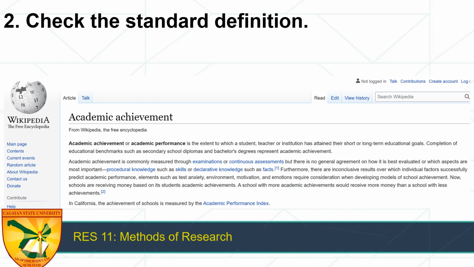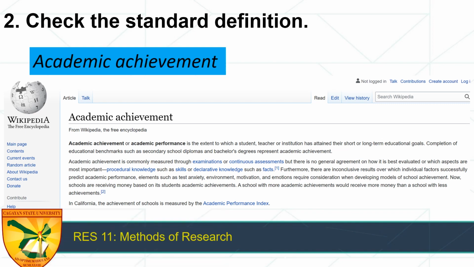So next, you check the standard definition. For example, for academic achievement, this is the standard definition: it's the extent to which a student, teacher, or institution has attained their short or long-term educational goals, and is commonly measured through examinations or continuous assessment, but there is no general agreement on how it is best evaluated or which aspects are most important, procedural knowledge such as skills or declarative knowledge such as facts. So this is the encyclopedia or Wikipedia definition, or the standard definition.